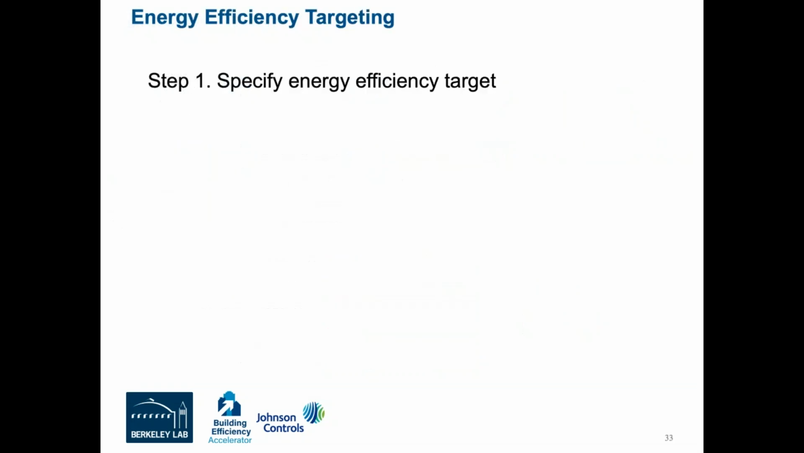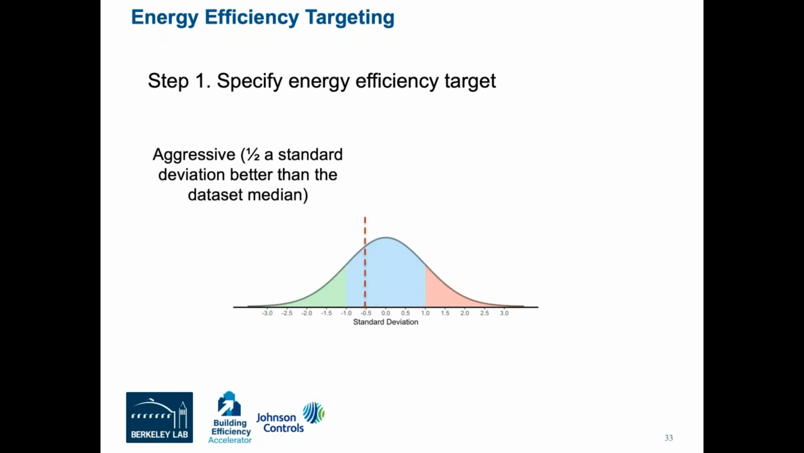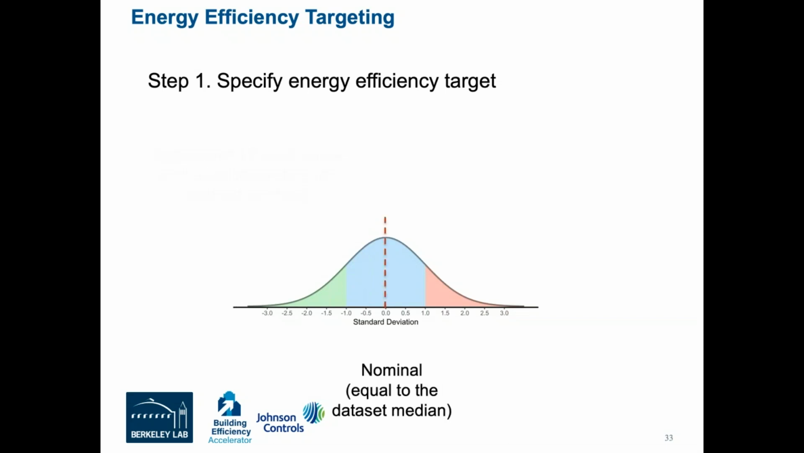The next component is when a user works with Better, they also have the option to specify their own energy efficiency targets. Are they looking for very aggressive energy performance improvement? If so, Better would, in the analytical engine, set energy efficiency targets that are 1/2 standard deviation better than the data set median. If a user was looking for a more nominal performance improvement in buildings and across their portfolio, they would set a target as nominal.